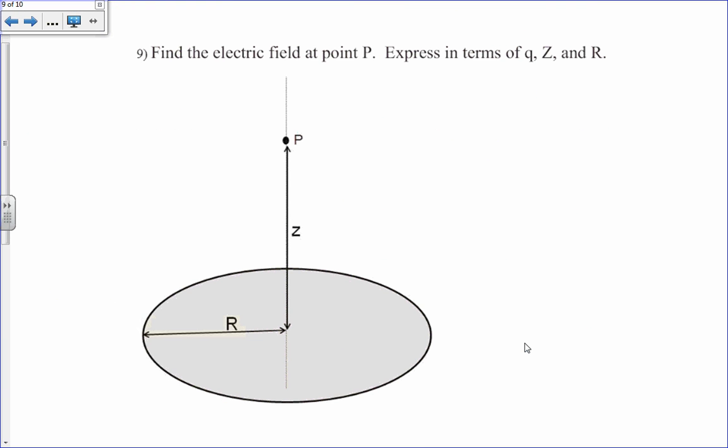Okay. This is a charged disk. I want to find the electric field due to this charged disk.